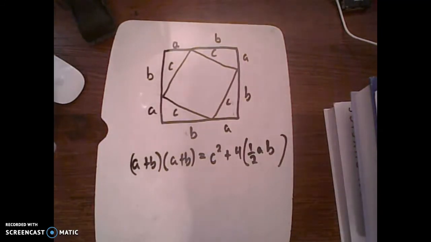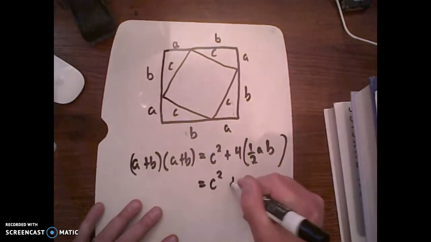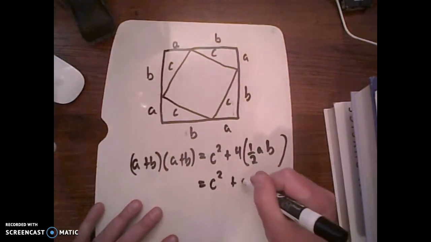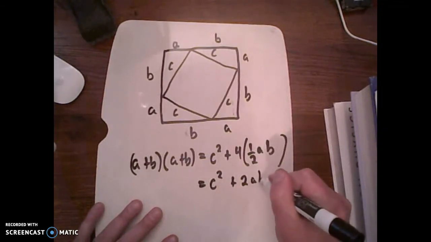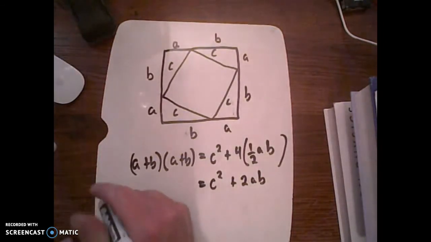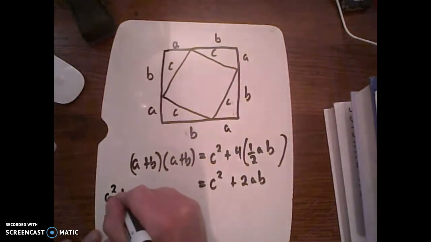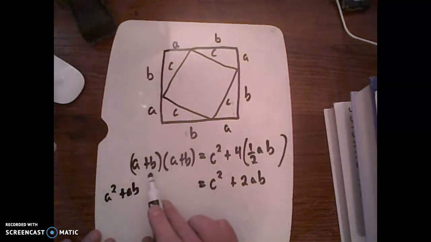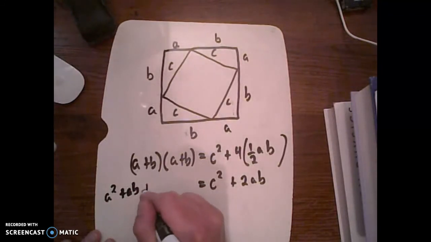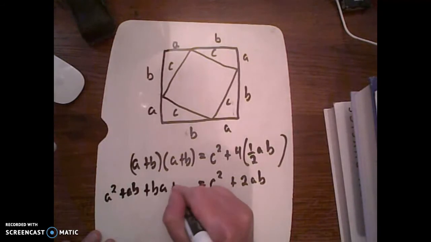So let's clean this up here a little bit. On the right hand side, we'll have c squared plus, I have a 4 times a half, which will give me 2ab. Over here, all I'm going to do is FOIL this expression out. So I'll get a times a, an a squared, I'll get an a times b, I'll get a b times an a, and then a b times a b.